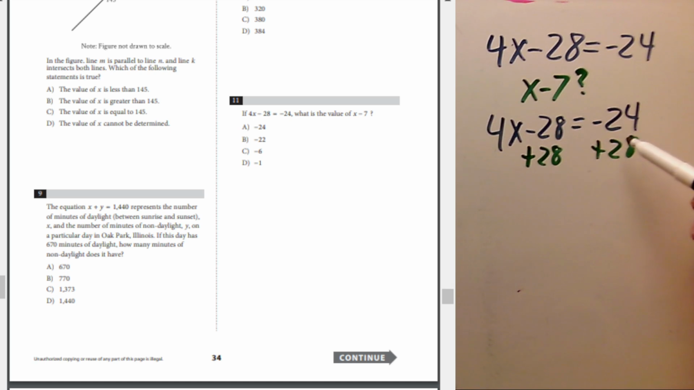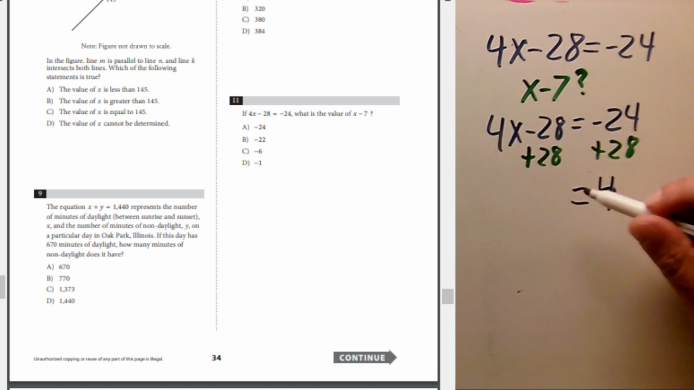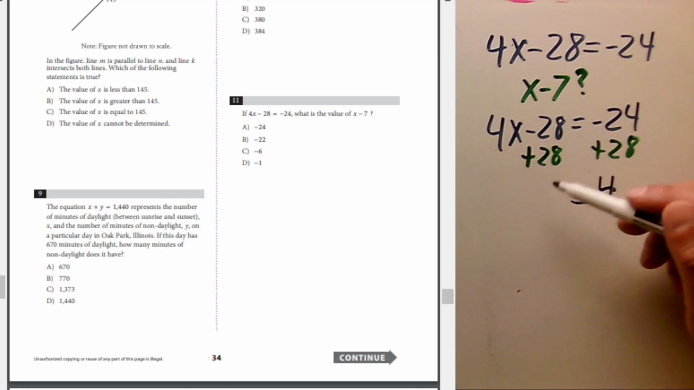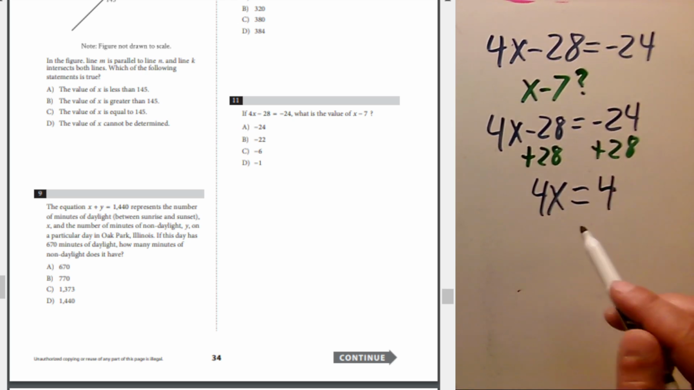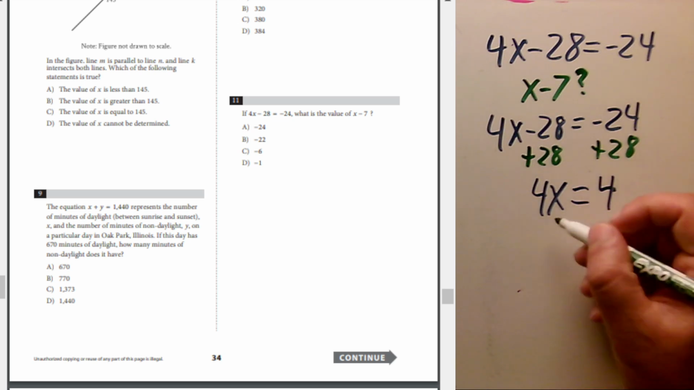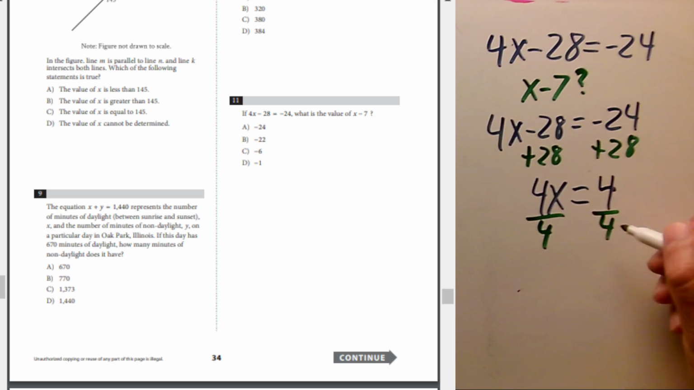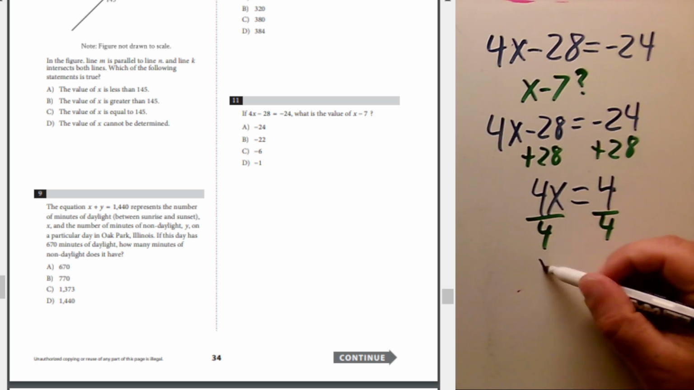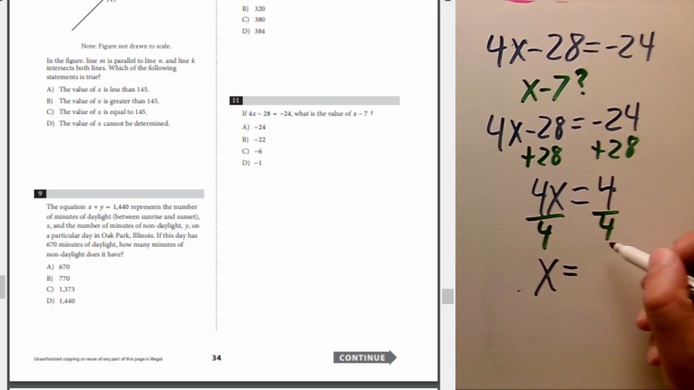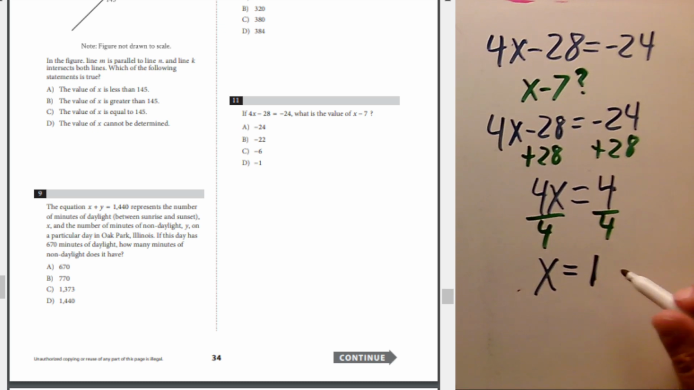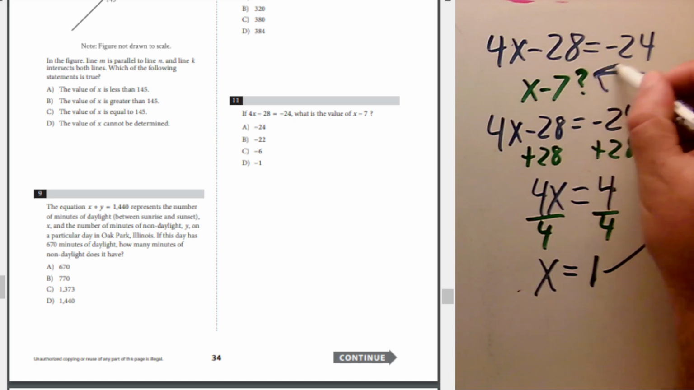So negative 24 plus 28 is the same as saying 28 minus 24, which is 4. And then negative 28 plus 28 is 0, and we don't need to write that again. So now we're left with 4 times x equals 4. So what is being done to x now? It's being multiplied by 4. What's the opposite of multiplying by 4? Dividing by 4. So make sure you do that to both sides of the equations. 4 divided by 4 is 1, and we don't need to write that 1. 1 times x is x, and then 4 divided by 4 is also 1, and we do need to write that one. But remember, we're looking for x minus 7.